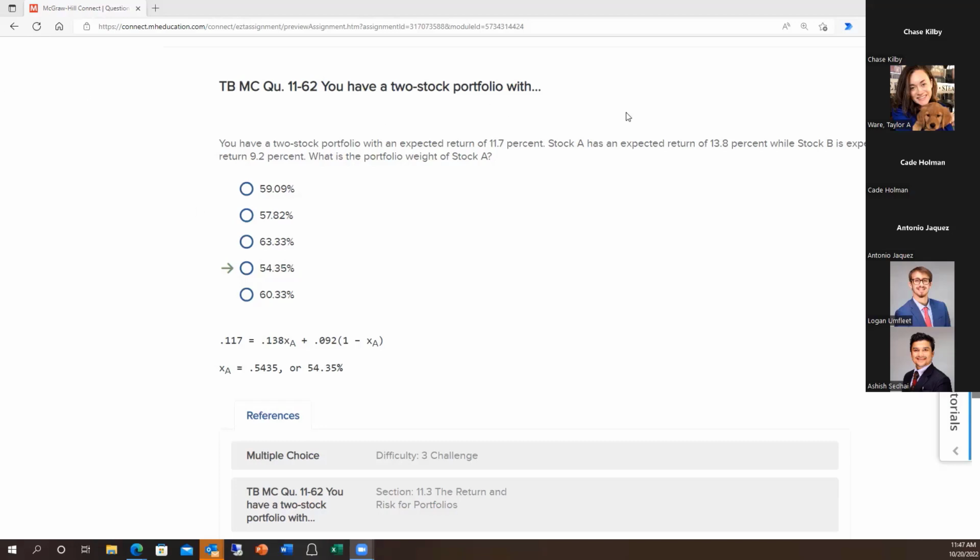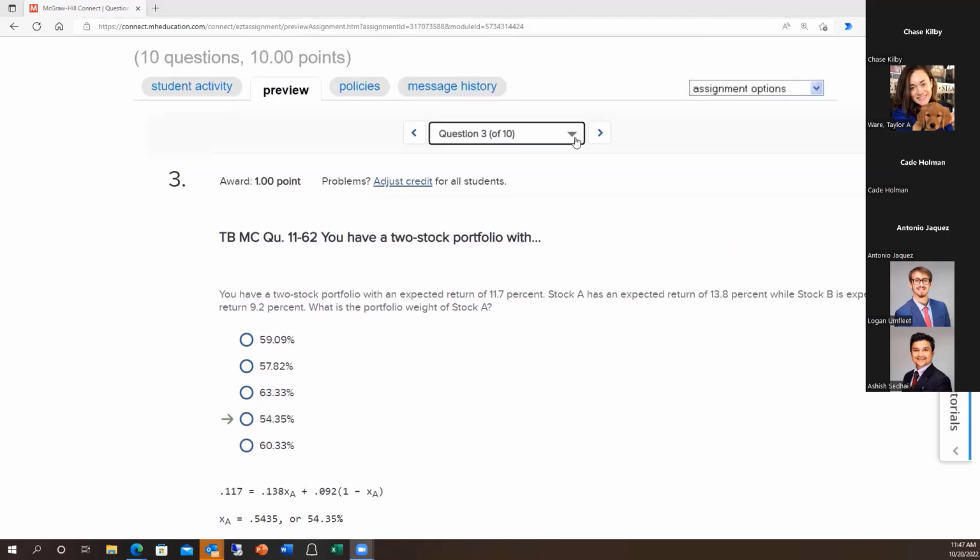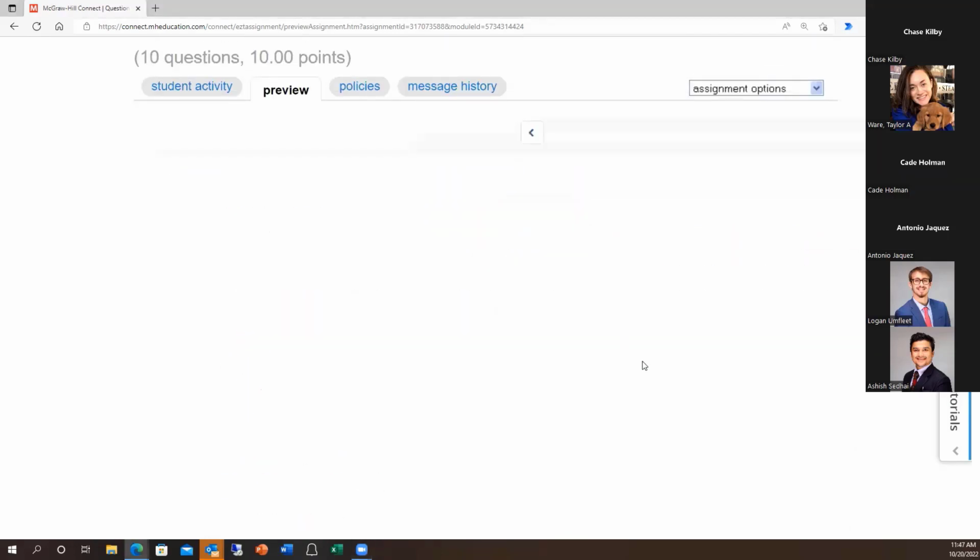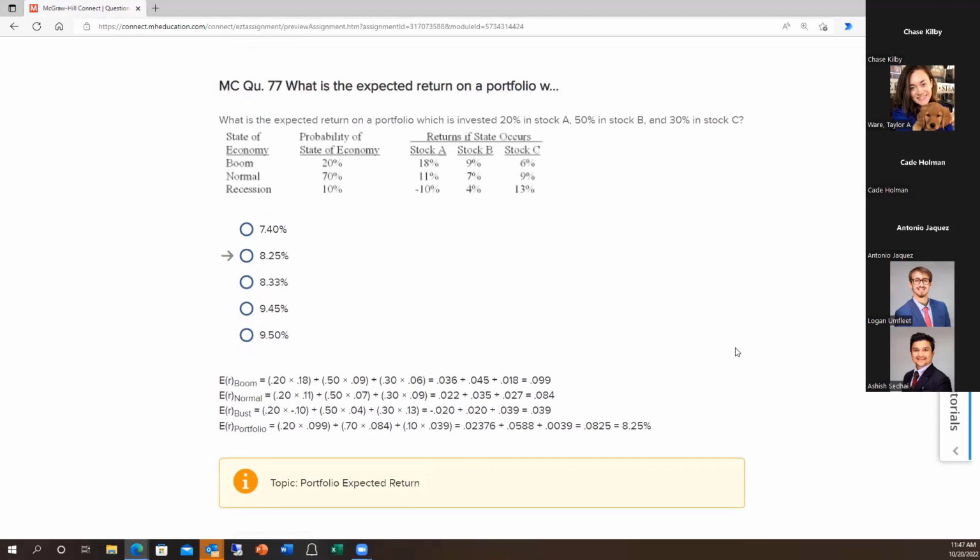Okay, now we're on to number 7. What's the return on a portfolio which is invested 20% in stock A, 50% in stock B, and 30% in stock C? Okay, now this looks like it's going to totally freak you out. And I guarantee you that this is something you should save till the end, but it's not nearly as nasty as it might first seem.